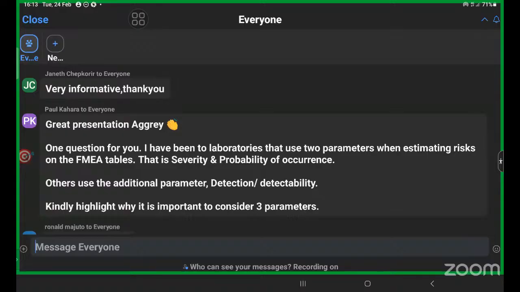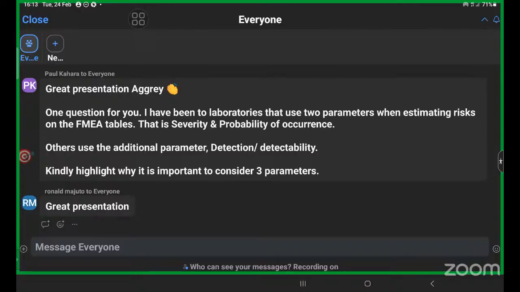There is a question here. Thank you, Paul Kahara. I've been to laboratories that use two parameters when estimating risks on FMEA tables: severity and probability of occurrence. Others use an additional parameter, detection or detectability. Kindly highlight why it's important to consider three parameters.